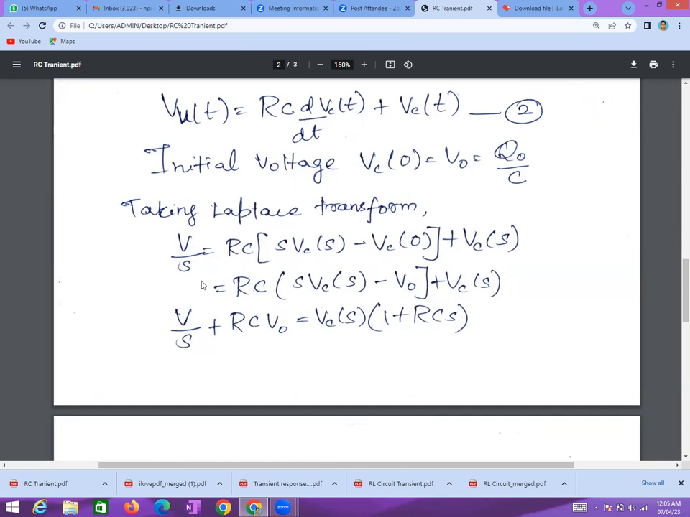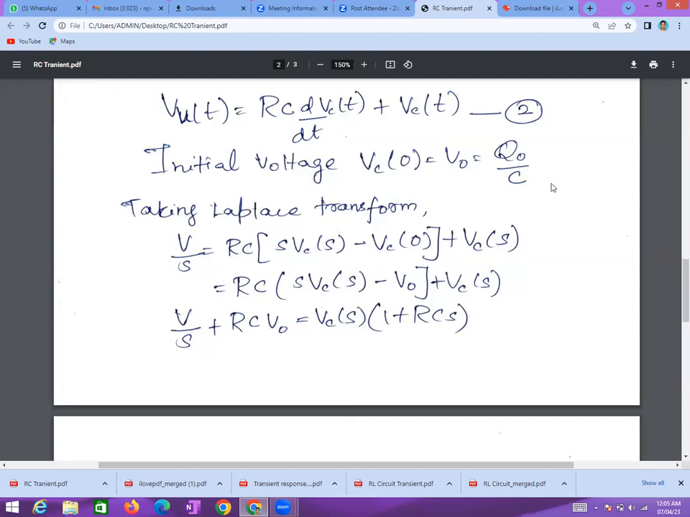So V by S is equivalent to RC. Already we know that d by dt, that is differentiation, if you are taking the Laplace for any differentiation term, then we receive S into that particular term. So here S into Vc of S minus Vc of 0, which is the initial value of the voltage across the capacitor at time t equal to 0, plus Vc of S.